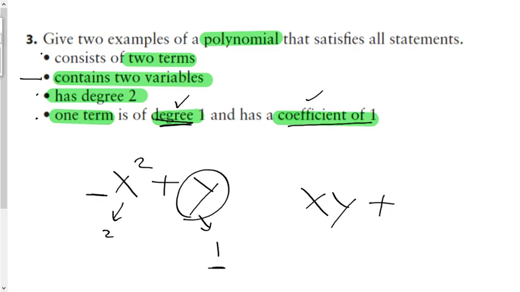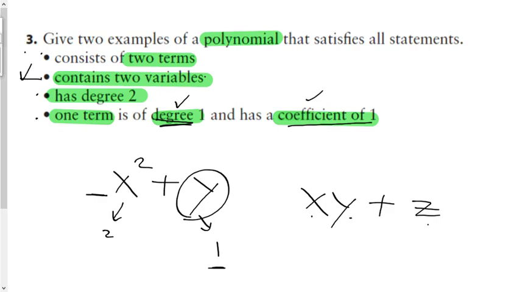That's a z, by the way. xy plus z, binomial. Good. Done. One term, two terms. Perfect. Does it contain two variables? Well, it actually contains three variables. Is that going against the rules? Maybe, but that's okay. But it does have two variables. It didn't say you can't have 3. 1, 2, 3 variables. Good.